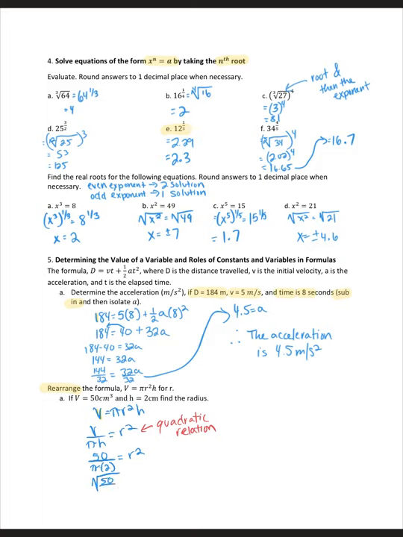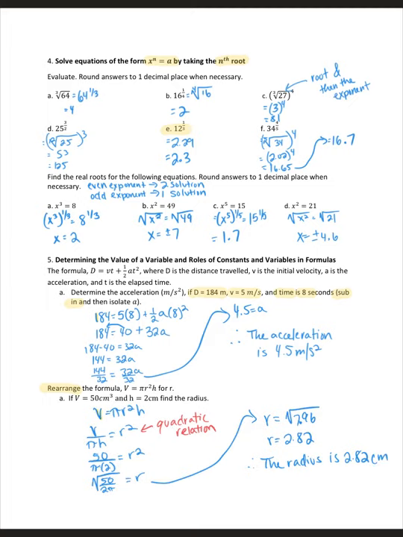To get rid of that square on the other side, if we calculate the square root of 50 divided by 2 pi, under that radical we should get 7.96. And then if we take the square root of that, you're going to get 2.82. So therefore, the radius is 2.82 centimeters.